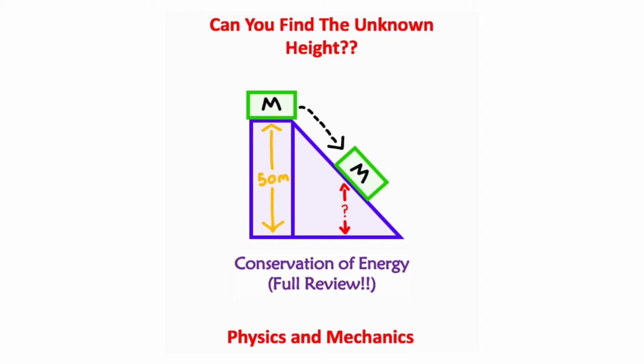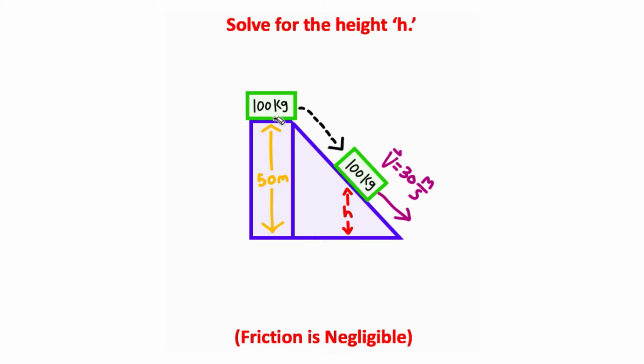Let's see if we can use conservation of energy to calculate an unknown height. Let's say we have a 100 kilogram block. It's initially at rest on top of this perch here, and then it gets pushed down this incline. We're looking at the same block at two different times. Initially it's at rest, but at the final time it's moving with a velocity. We're trying to calculate the final height that this block is at.